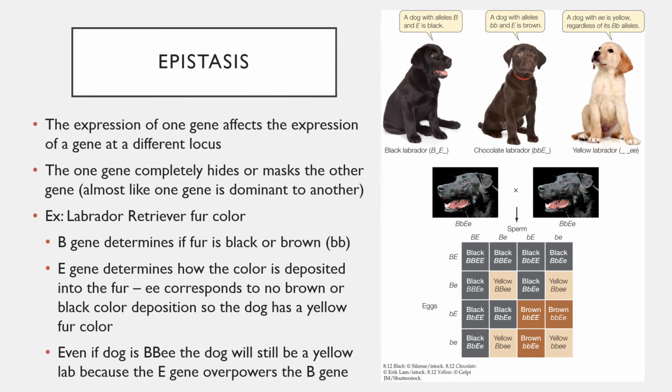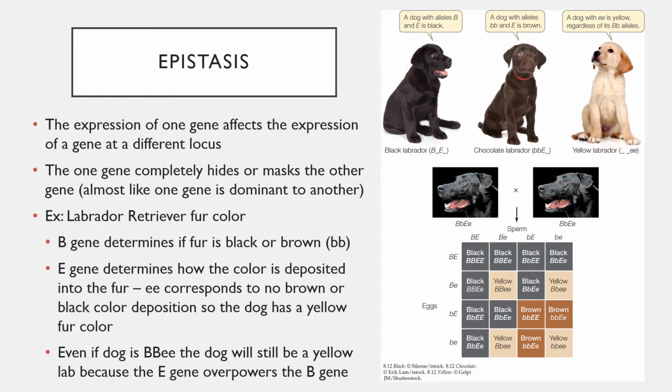Then there's epistasis. And this is where the expression of one gene is going to affect the expression of a different gene at a completely different locus, at a completely different location. One gene is going to hide or mask the other one, almost as if we were talking about dominant and recessive genes. Now, it's not really how it works, but that's a good way to think about it to keep the idea straight in your mind.